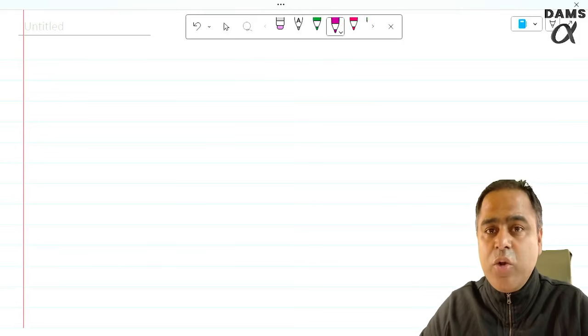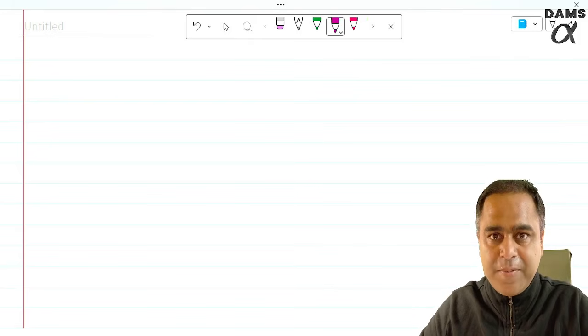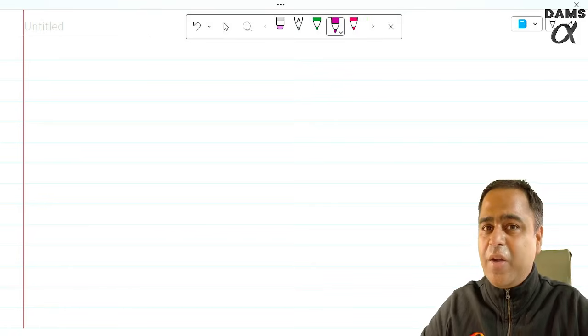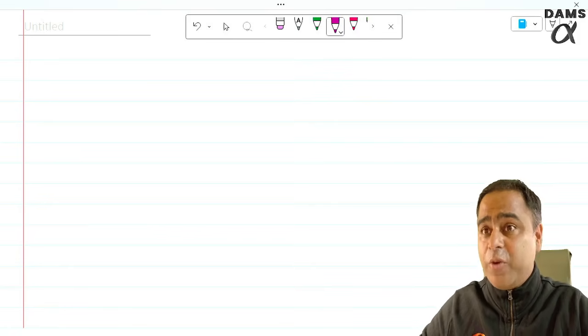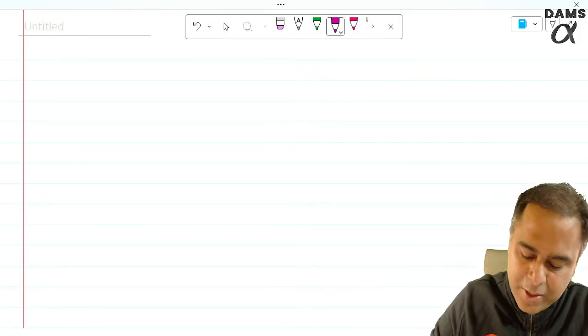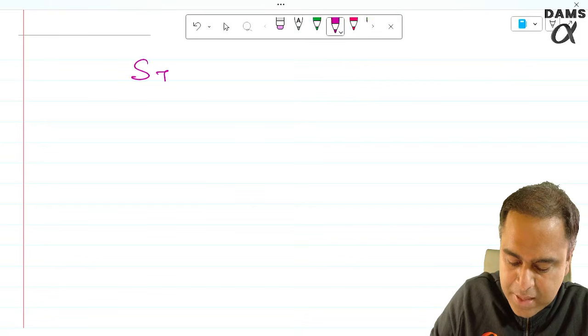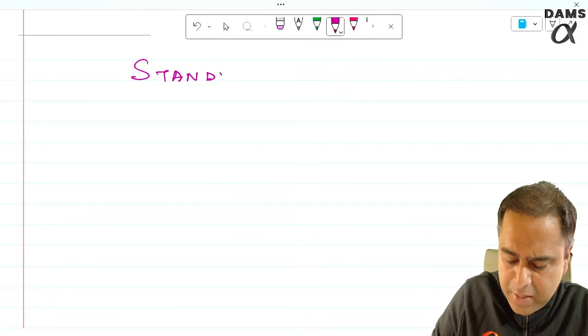Let us discuss a very simple concept called the standard normal curve. I am getting a lot of queries on this particular topic because there is a slight bit of confusion on the way the question would be asked related to it. So let us look into the standard normal curve.